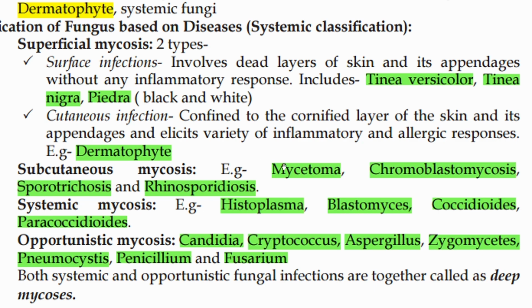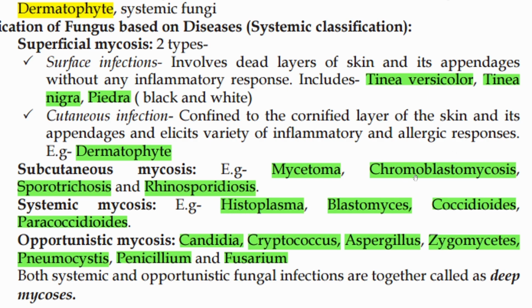Subcutaneous mycosis, we have mycetoma. What is the meaning of mycetoma? Any idea? Myce means fungus. Oma means swelling or tumor. So fungal tumor or fungal swelling. Mycetoma is a chronic fungal infection that typically affects the skin and subcutaneous tissue. Also, it might infect your bones, leading to swelling and nodules. So they are like tumor-like lesions.